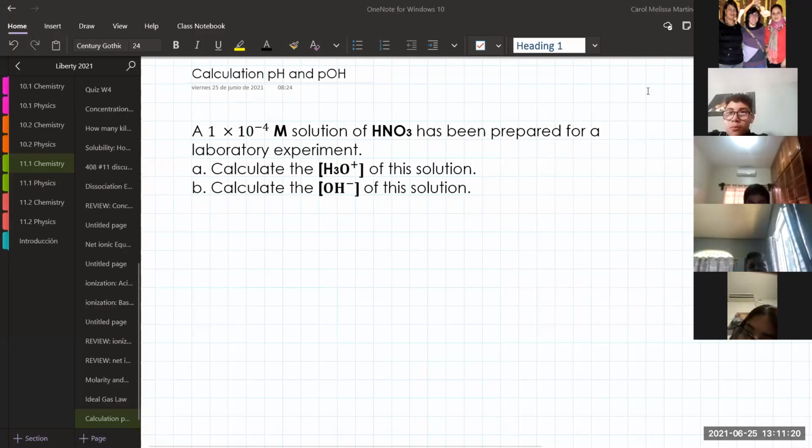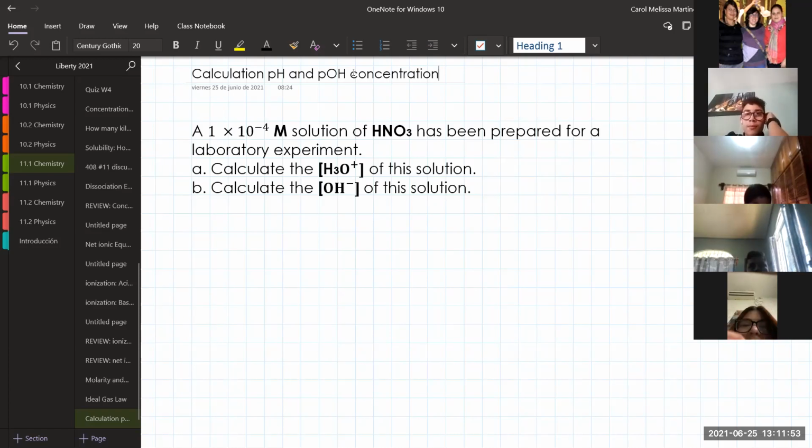So this topic is about calculating the concentration of a hydronium ion and hydroxide ion. Okay, it's about the concentration. And as you know already, when we talk about a concentration of solution, we're talking about molarity or molality. In this case, the exercise is giving us the concentration of the acid in molar.